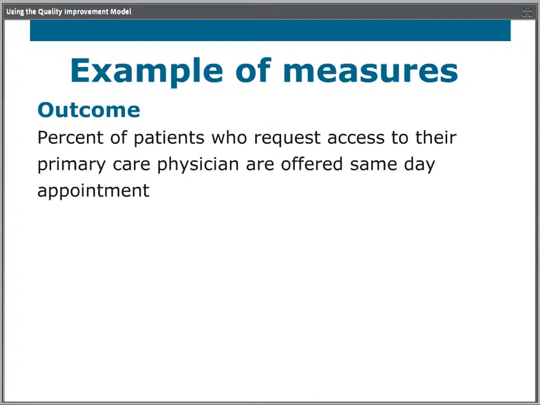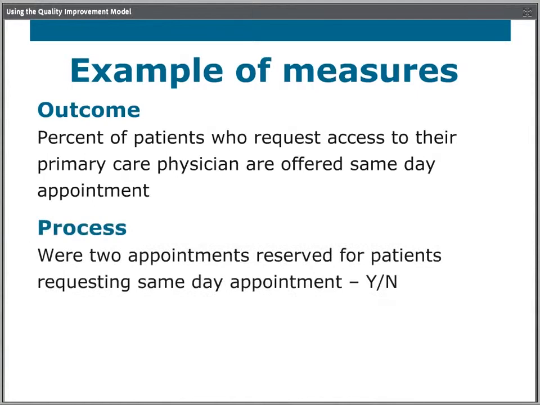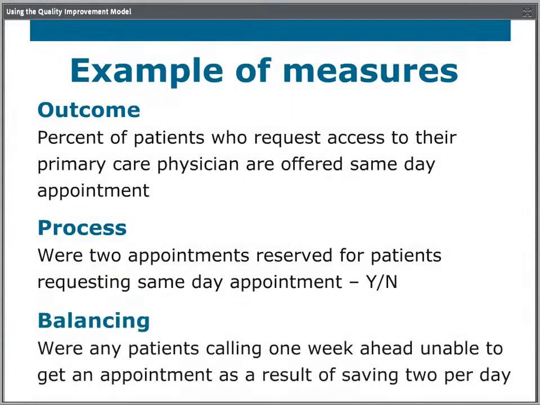Another one would be process measures. So let's just assume we reserve 2 appointments a day for patients requesting that same-day appointment. We really need to know, were we able to do that? So that could be a simple yes or no. And then balancing measures. Let's assume our patients were calling a week ahead, but now they were unable to get an appointment as a result of saving those 2 a day. So that would help us keep an eye on what the improvement is, how it's affecting the other parts of the system. And it's always good to have a few of these in every improvement that you're making.